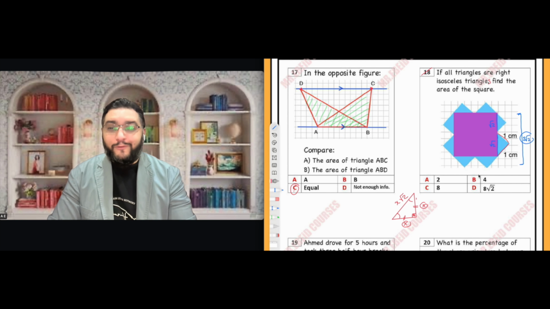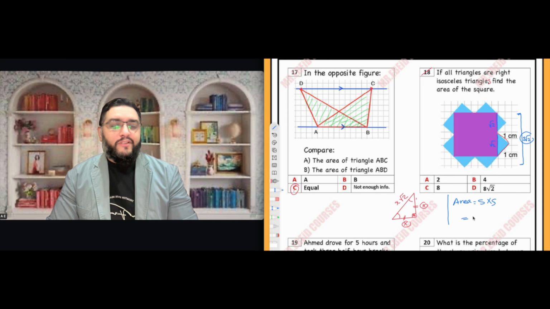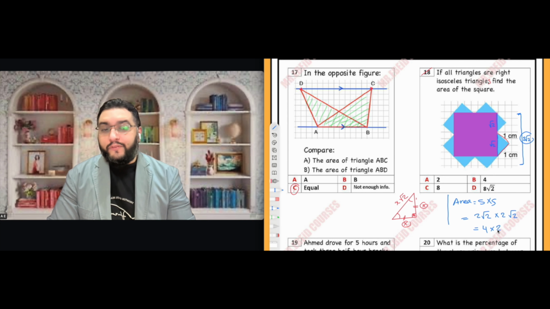Now we have the side of the square. You can find the area of the square. You know that it's side by side. The area of a square is side by side. So it's 2 root 2 times 2 root 2. How can we multiply? 2 times 2 equals 4. Root 2 times root 2 equals 2. So 4 times 2 will be 8. So the answer is C.